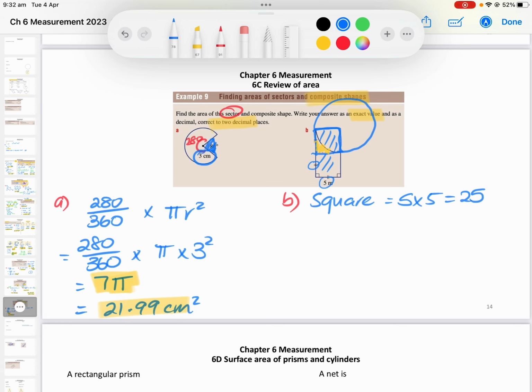So for the quarter circle, I'm going to say square, take away quarter circle. So, just do that again so you can see it. It's the square, and I'm going to take away that quarter of the circle, and it's going to leave me with the bit that I want. So let's do that. So it's the square is 25. Take away a quarter times pi times r squared. The radius of this circle from there to there is 5.